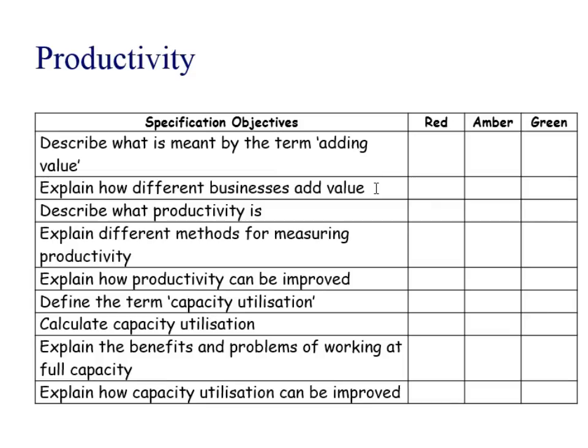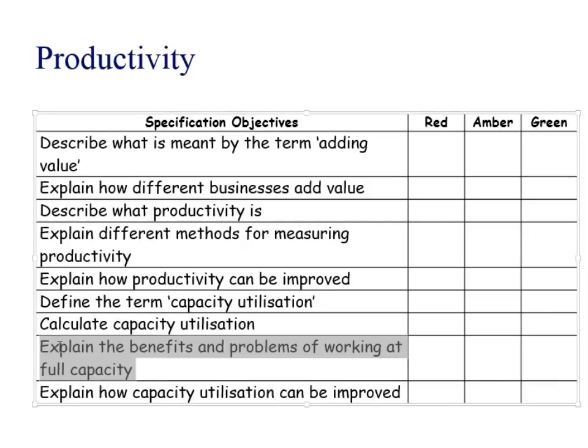What is productivity? It's the ratio of your inputs to your outputs, and there's lots of different ways of measuring that. Labour turnover, absenteeism, labour productivity, capital productivity, capacity utilisation as well. Capacity utilisation is just measuring the percentage of your capacity that you're actually using. So it's the actual output divided by the potential output.